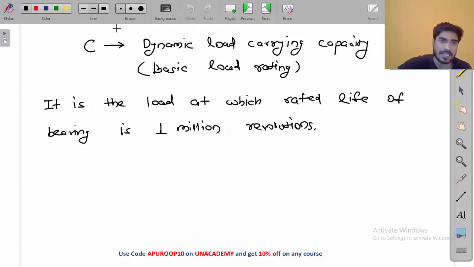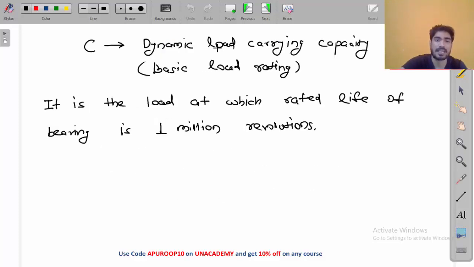Do you understand this much, my friend? This is like a property of bearing. In every bearing, rated life is mentioned. When you go and buy a bearing, you will see in the catalog that the dynamic load carrying capacity is mentioned. So dynamic load carrying capacity means it is the load at which rated life of bearing is 1 million revolution. Why dynamic load? Because this is the load acting when the shaft is running. If the shaft is not running, then the load will be static load. And if the shaft is running, then the load will be dynamic load. So this is the C.